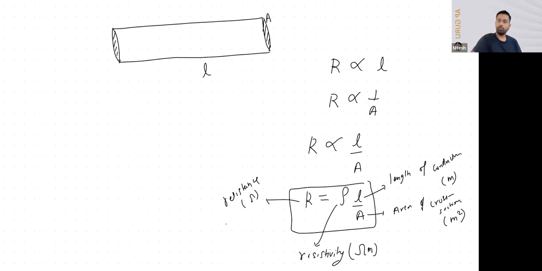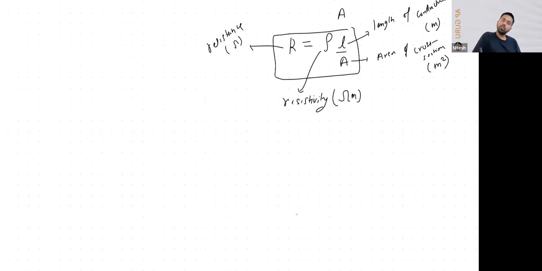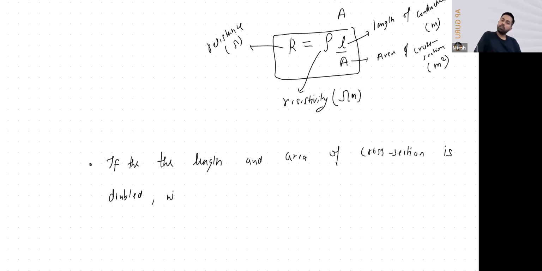Fair enough? Now you have the formula with you. Now tell me, my question is, if the length and area of cross section is doubled, what will be the change in the resistance?